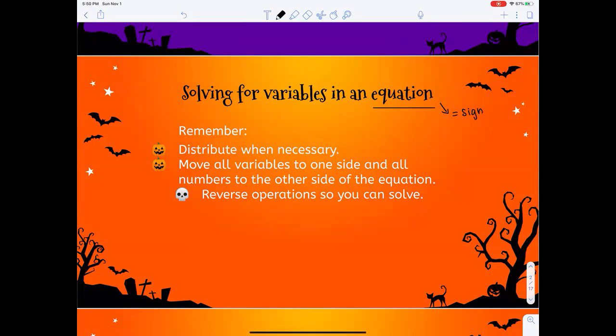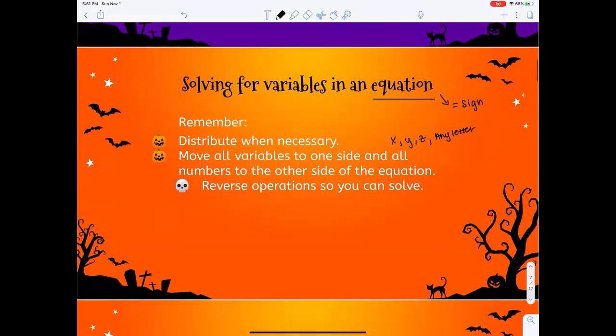You should remember that you would want to distribute when necessary. So if you see parentheses, you'll want to distribute first. And then the general rule is to move variables. So variables like X, Y, Z, those are the most common, but really any letter, you'll want to move to one side. So it doesn't matter if it's the left side or the right side. And then move all the numbers to the other side.